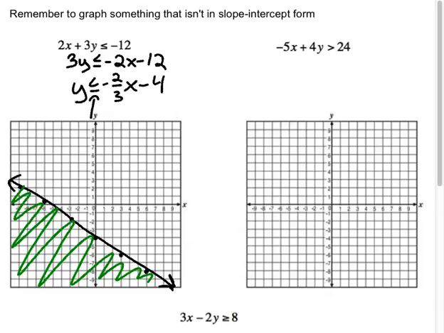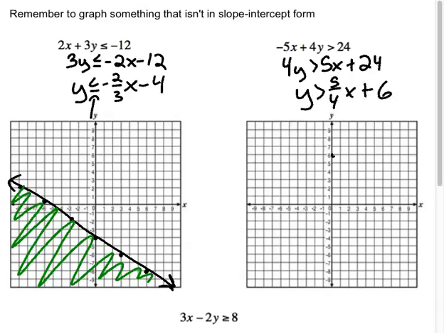Our next one, same thing. We want to get the y by itself. So I'm going to add the negative 5x over and divide by 4. So I added the 5x over and divided everything by 4. So now I'm going to be able to graph this.